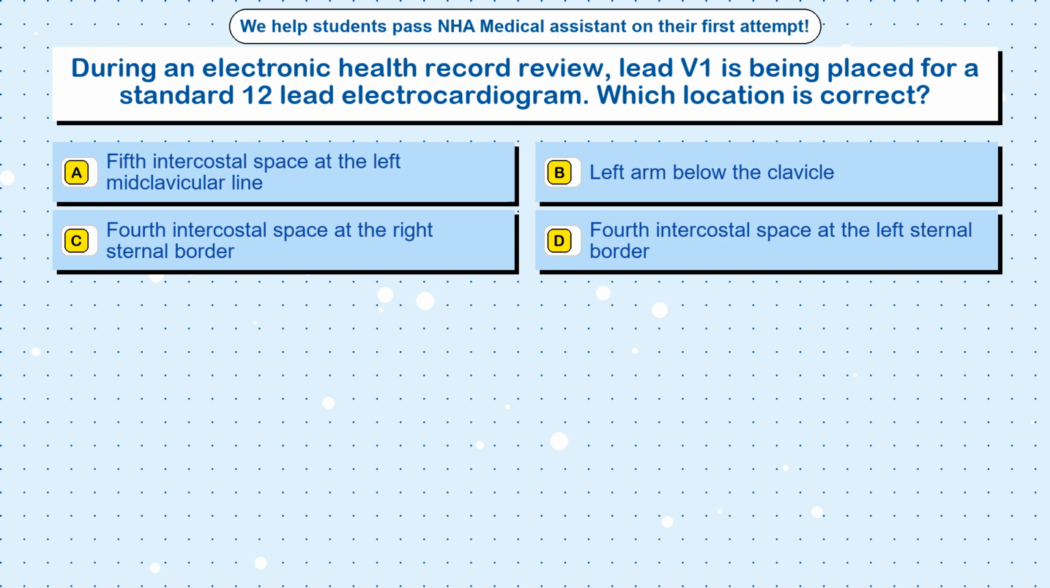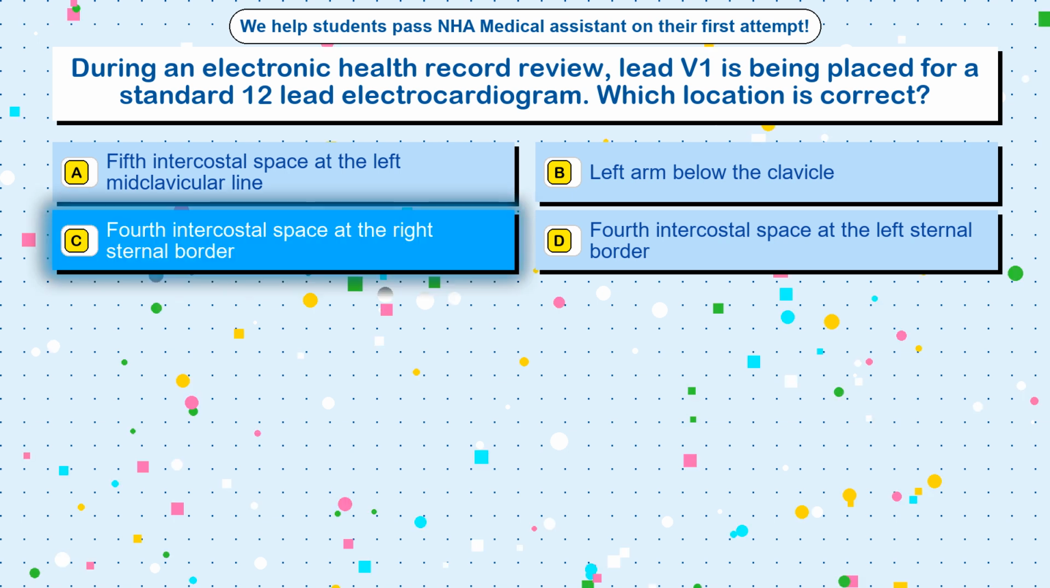Option B, left arm below the clavicle. Option C, 4th intercostal space at the right sternal border. Option D, a 4th intercostal space at the left sternal border. The correct answer is option C, 4th intercostal space at the right sternal border.